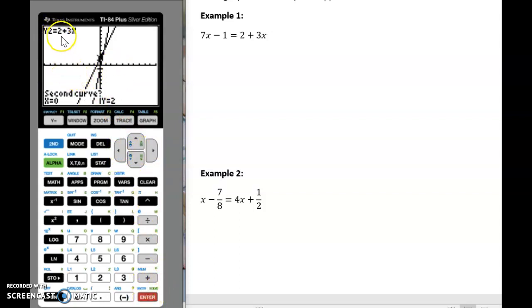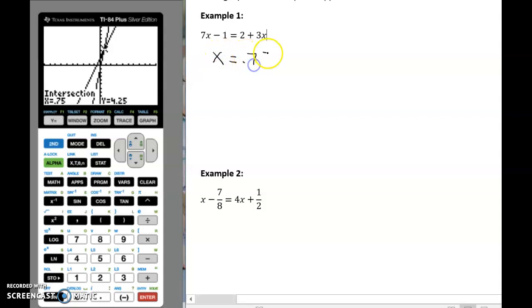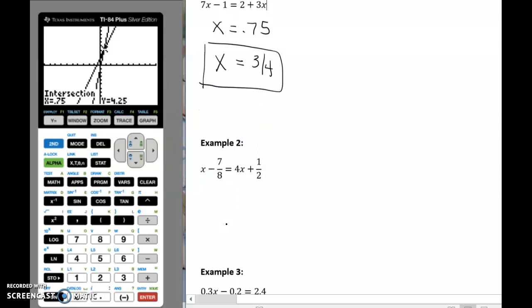It's going to jump to the second curve that you typed in, 2 plus 3x. It's already pretty close to the intersection point, so I'm just going to press enter again, and then press enter one more time. And so we see the x value here is 0.75, right? So x equals 0.75. That is our solution, but a lot of times they're going to want it as a fraction, not a decimal. Depends on the problem, so x equals 3/4. Okay, so we've solved this equation graphically.